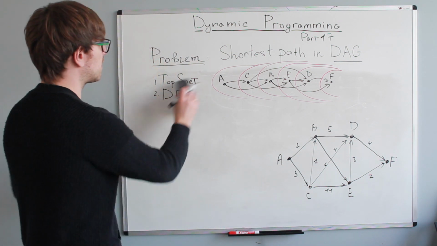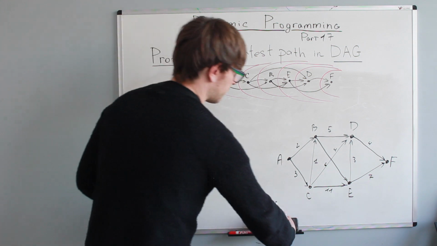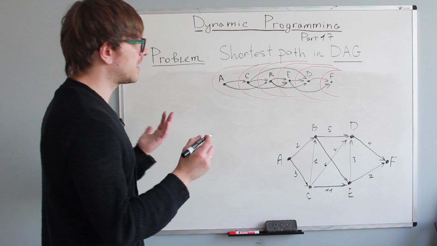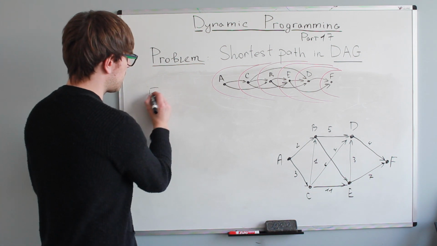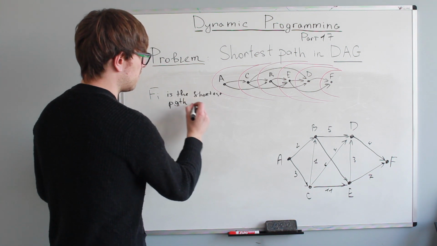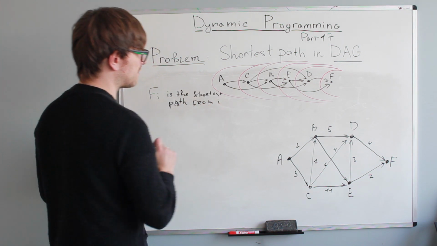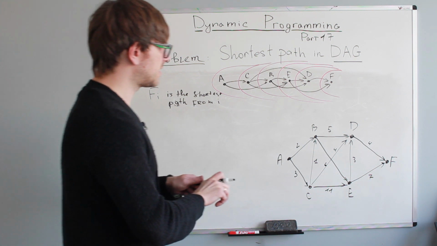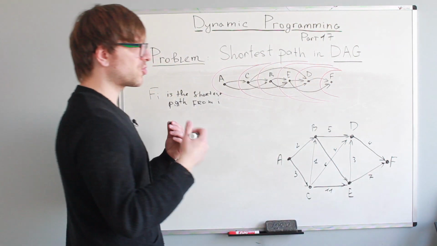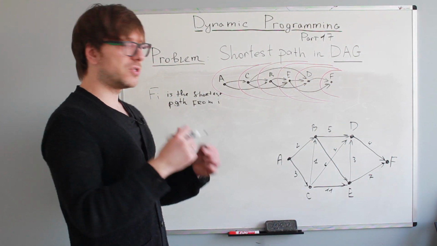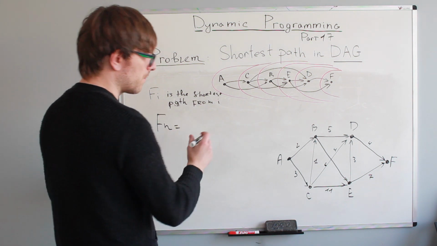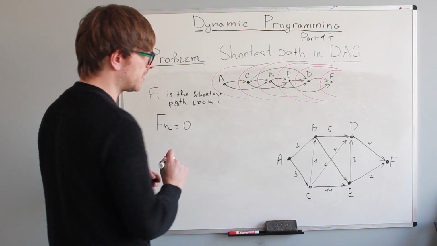So the first thing that we usually do is to define the objective function, right? And in this problem, the objective function is pretty simple. It's already kind of in the description. So f of i is the shortest path from i. That's pretty much it, right? So if we are standing here at F, what's the shortest path to get from F to F? So it's f of n. It's 0. It doesn't cost us anything, right?